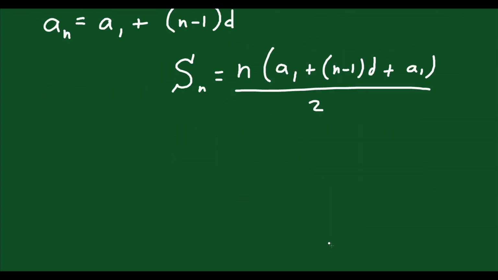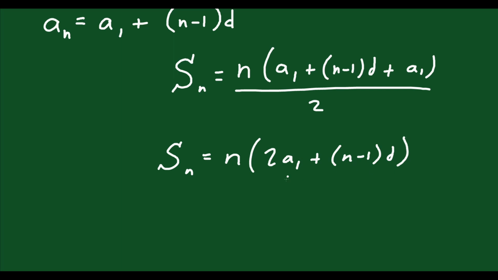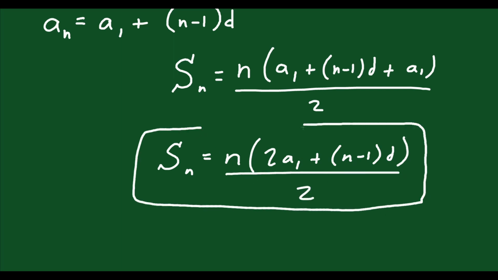And if you notice in that bracket, you have two A1s. You can put those together. So the sum is equal to n times 2A1 plus n minus 1 d, over 2. So this is just another version of that same equation, right?